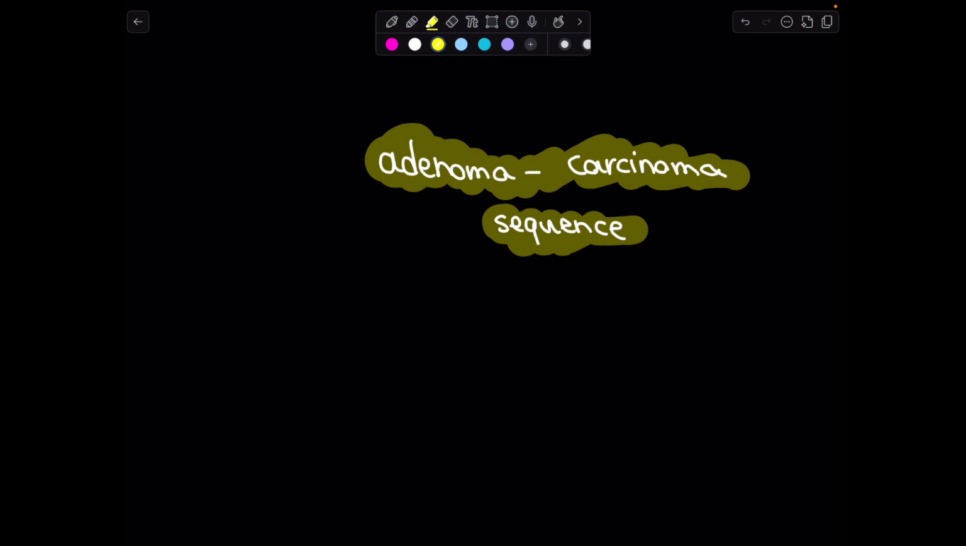Lynch syndrome is caused by inherited mutations in DNA mismatch repair genes, MLH1, MSH2, MSH6, PMS2, or rarely EPCAM, which affects MSH2. These genes normally fix DNA replication errors. Mutations, autosomal dominant, lead to defective repair, causing microsatellite instability, MSI, where DNA segments repeat abnormally, increasing cancer risk, especially colorectal and endometrial. Most cases involve MLH1 or MSH2 mutations, 70-80%.